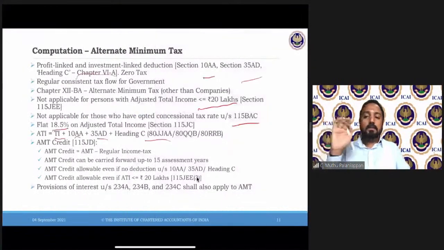Okay, so these are the provisions that we are discussing right now with respect to your computation of total income. I'll answer a couple of questions and then we'll move on to problem solving. There is a separate workbook for problem solving. We'll move on to that.